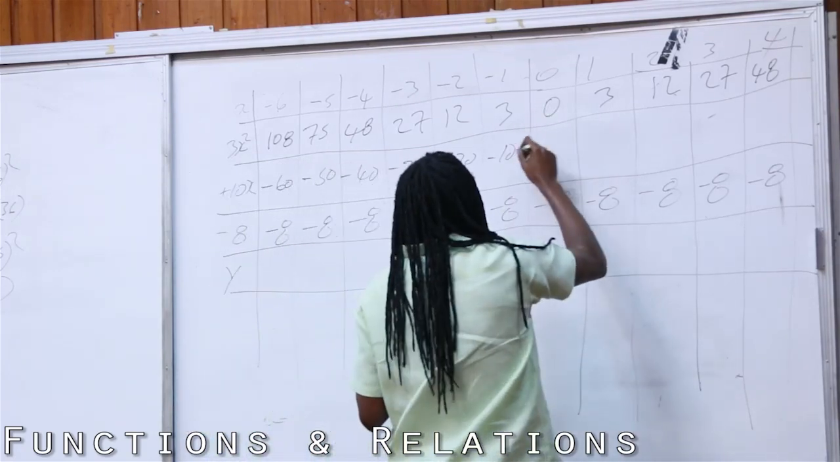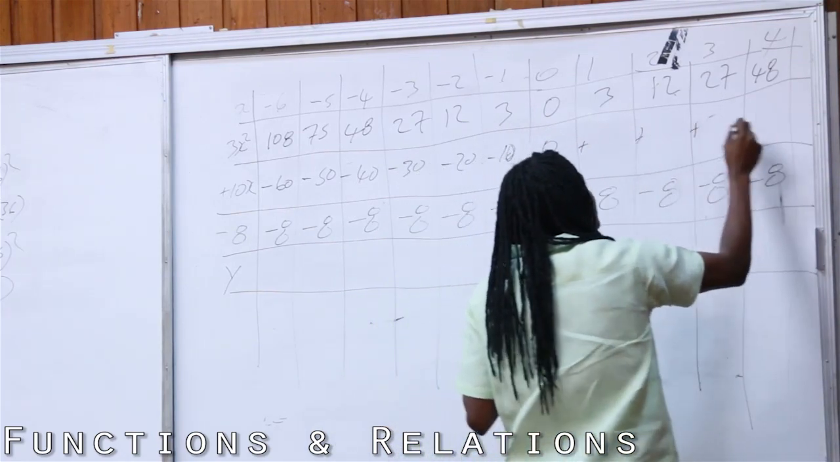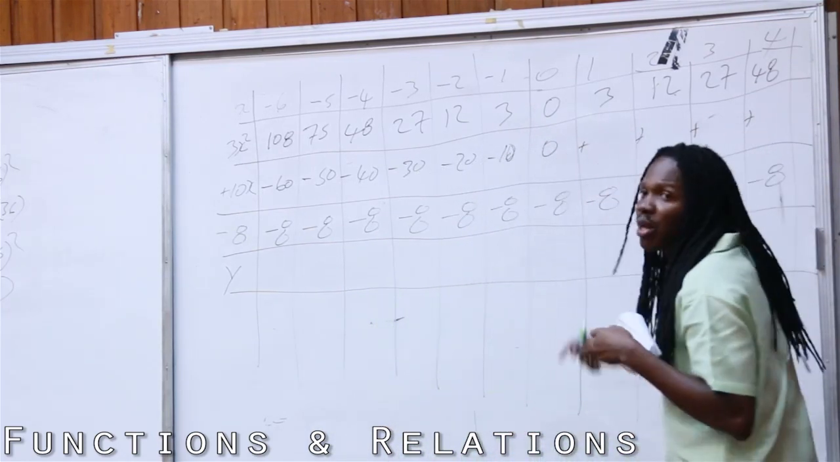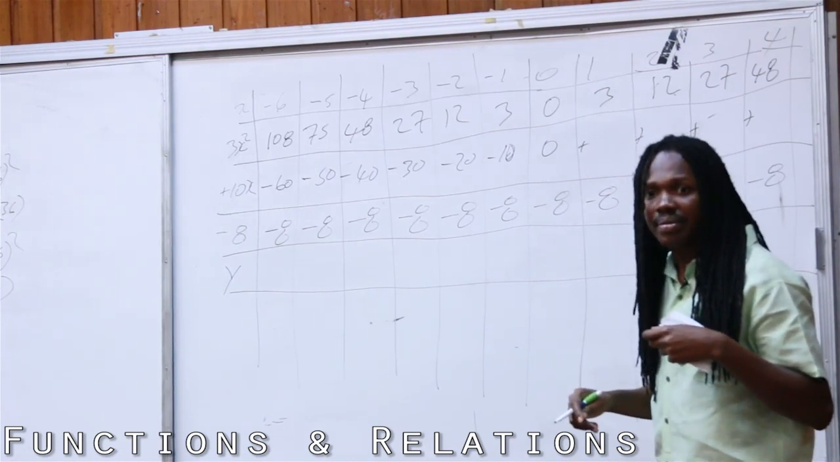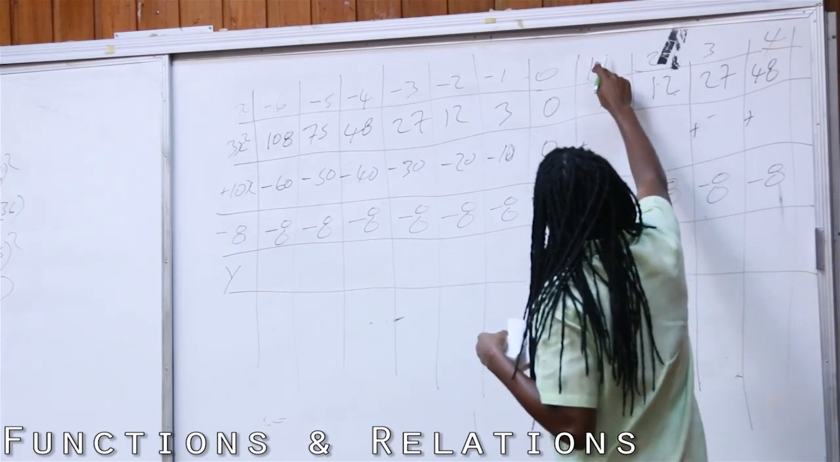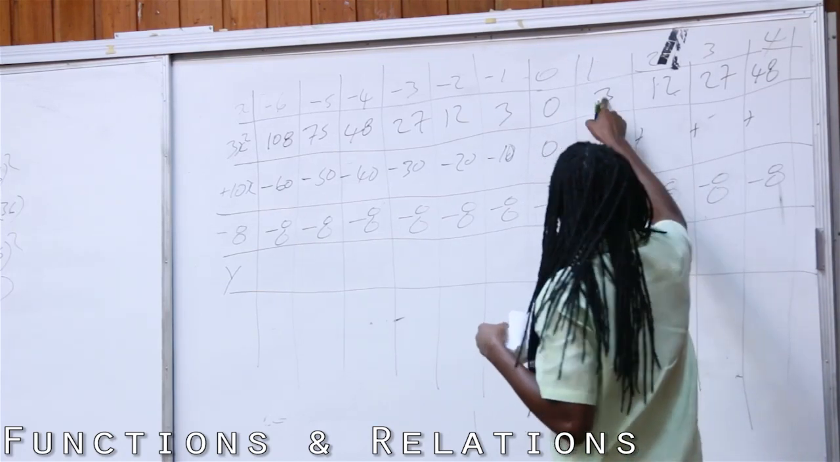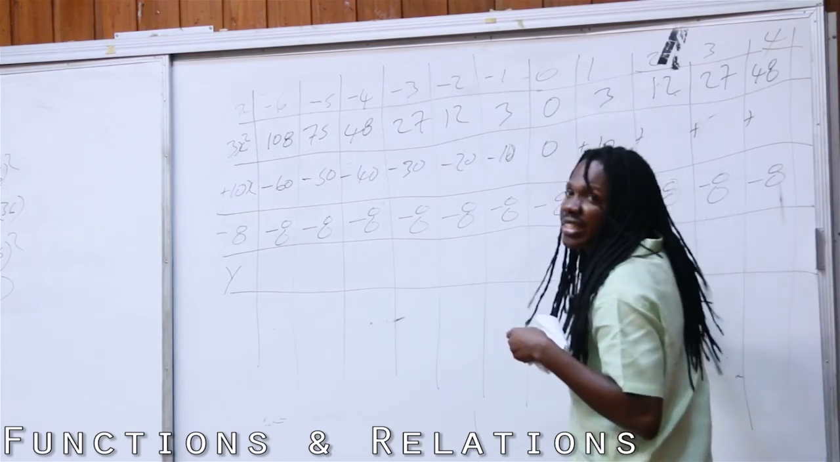10 times 0. That's going to be plus. That's going to be plus. That's going to be plus. That's going to be plus. How many of them are going to be plus? Because the signs are the same. 10 times 1. Make sure you do not do the second row. First row. Next thing is 10 times 30.